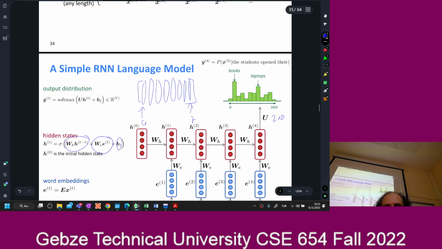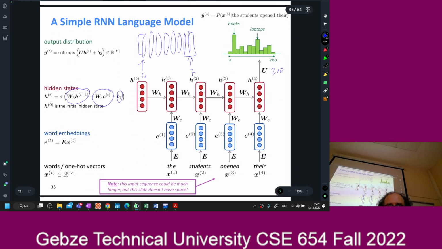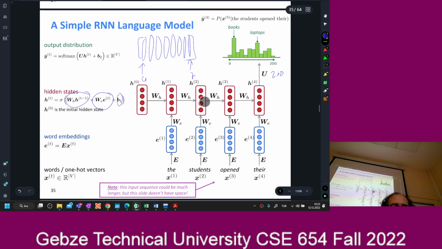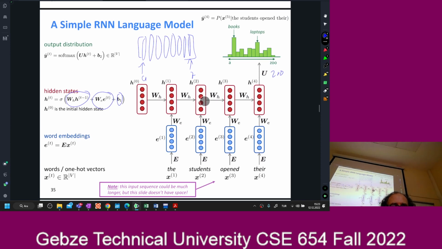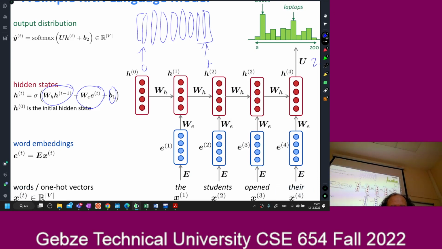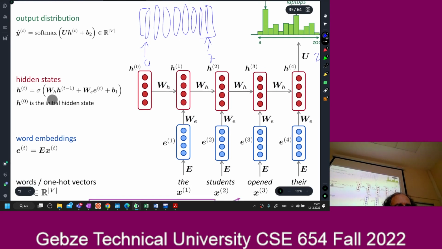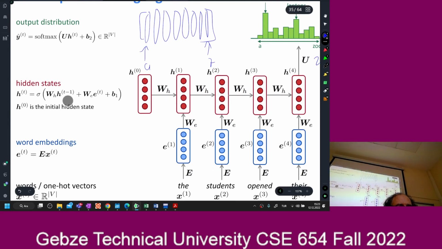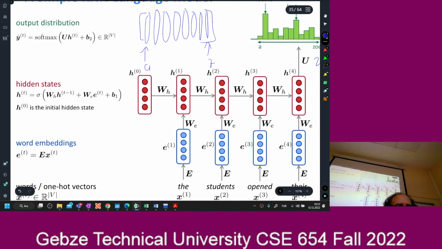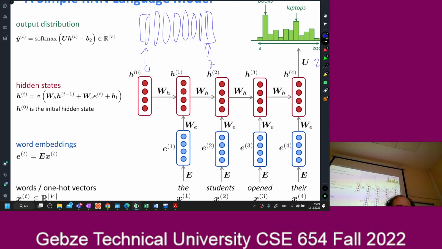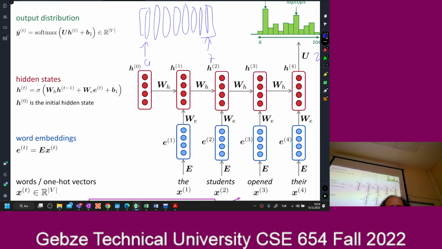Okay, so this is what we are doing. The students open their, is fed through my network, then students is fed through my network, but the network remembers what it said before, and the new internal state of the network is calculated like this. The hidden state of my network is some weights multiplied by my previous internal representation, plus my new input times the weights for the new input, plus some bias. Okay, so that's what I do.